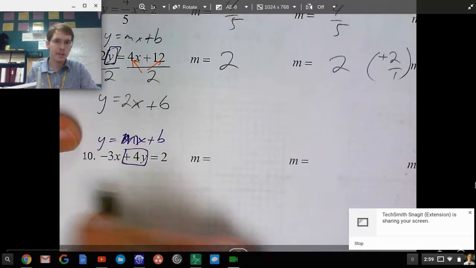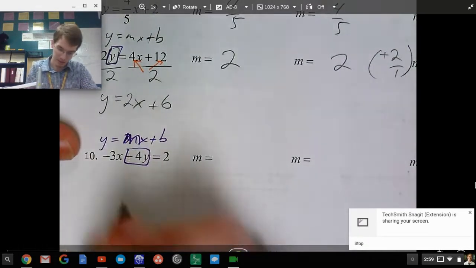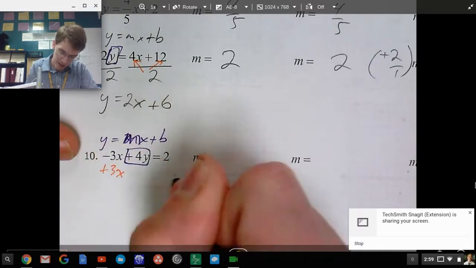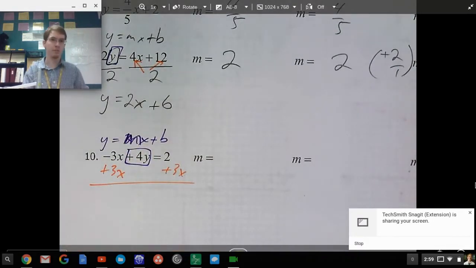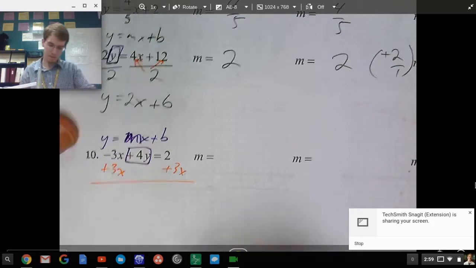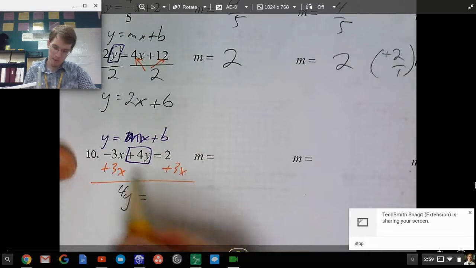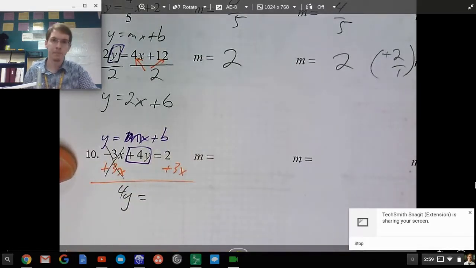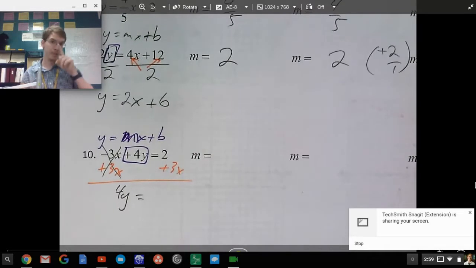Okay, so what's over here? What's outside this box that's keeping us from having it by itself? Well, this 3x, honestly. So we can do the opposite by adding 3x. Why do you think we spent all this time solving for y the other day? So let's see, we get 4y equals, because that's a zero pair. And these two are like oil and water.